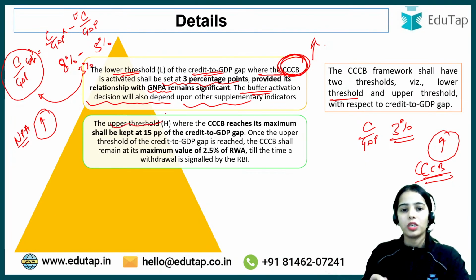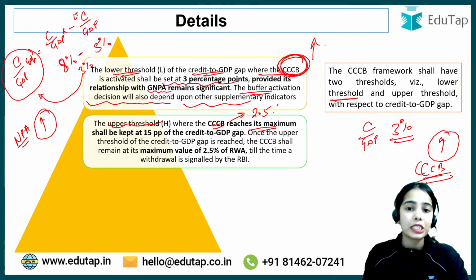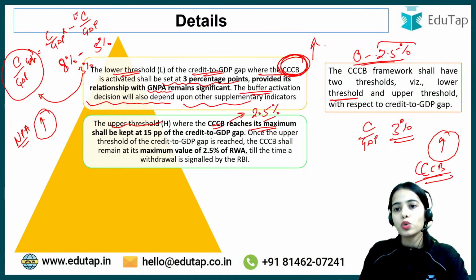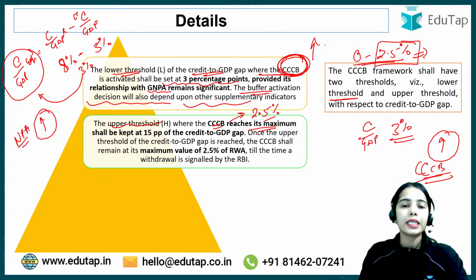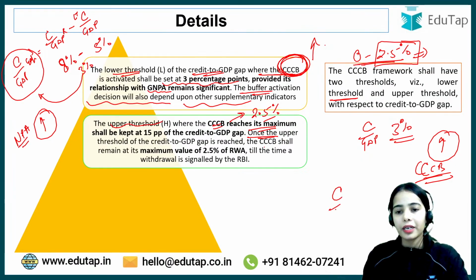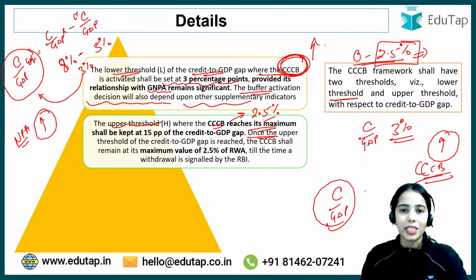The upper threshold where the CCyB reaches its maximum. So upper threshold where the counter-cyclical capital buffer is reaching the maximum. So counter-cyclical capital buffer is within the range of 0 to 2.5%. So the maximum of counter-cyclical capital buffer will be initiated once the upper threshold of credit to GDP ratio has been met.